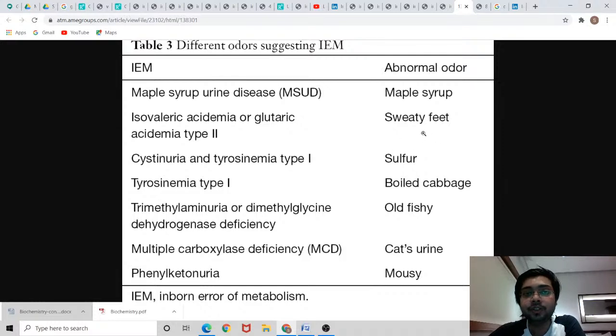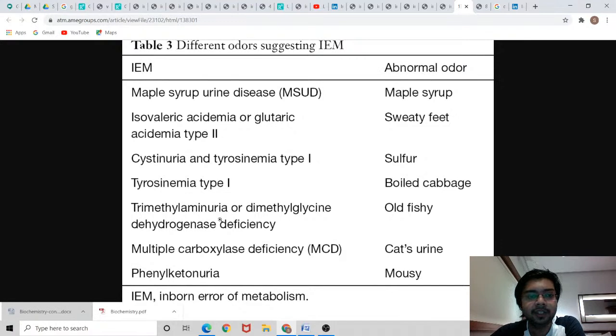So directly in the question, you need to see what your examiner has mentioned. He would have mentioned 5-6 important points so as to differentiate and fetch your diagnosis. So you have to find this sweaty feet word from your question and answer it as isovaleric acidemia. In cystinuria or tyrosinemia type 1, it will be sulfur odor. In tyrosinemia type 1 you also get boiled cabbage odor. Very important, they have already asked this: type 1, that is boiled cabbage odor.